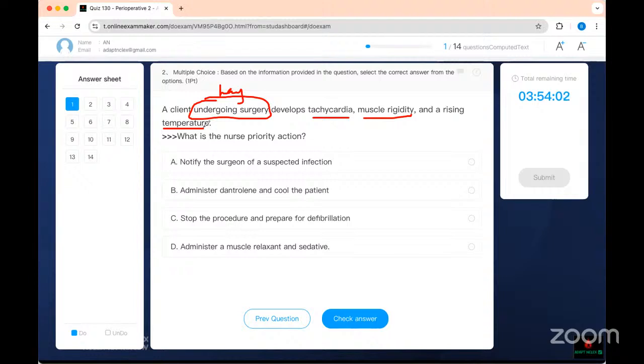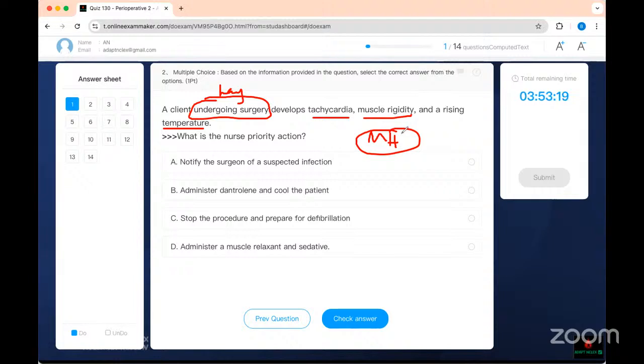If you have infection, tachycardia and temperature will happen, but no muscle rigidity. Anybody who is having surgery and all of a sudden has tachycardia, muscle rigidity, and increased temperature, this is what we call malignant hyperthermia. This patient has MH. Then you go, how do you treat MH? Malignant hyperthermia. So tachycardia, muscle rigidity, temperature high, and I'm having surgery or it happened in the PACU, malignant hyperthermia.